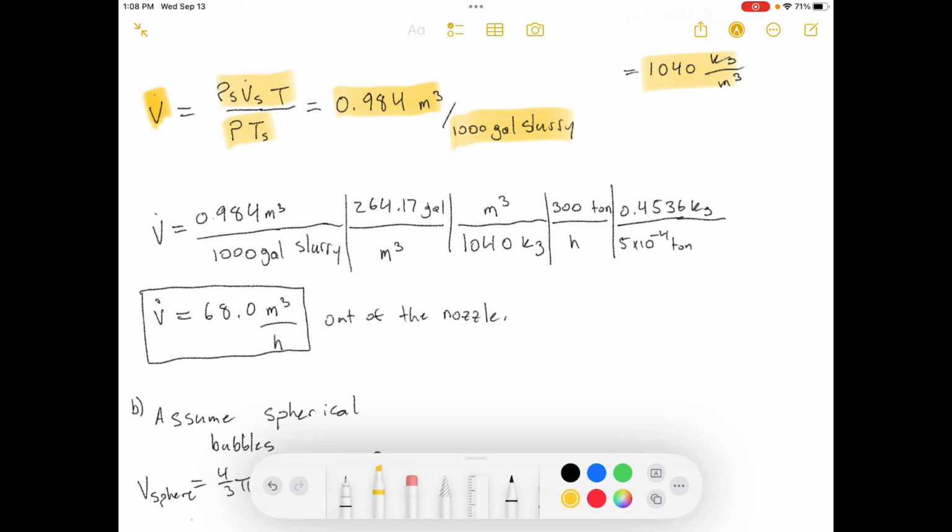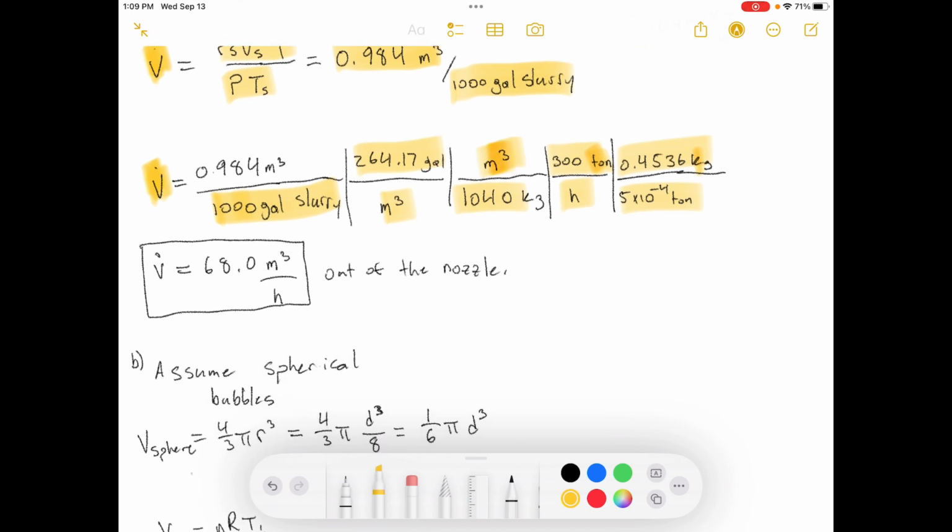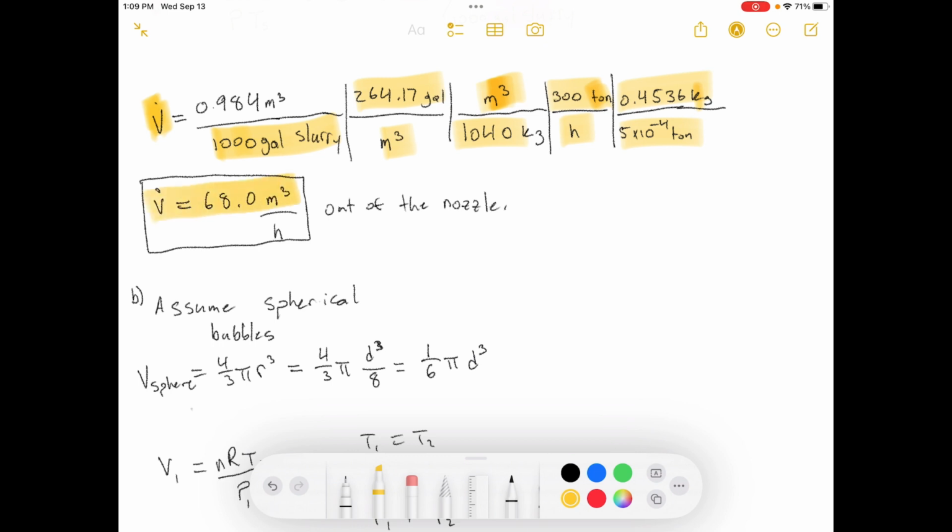So let's go ahead and factor that in. Let's convert these units. We've got per 1,000 gallons of slurry, there are this many gallons in this many meters cubed. Then we know the density information, and we know the mass flow rate, so then we can convert the tons into kilograms, and all the units work out to where we're left with meters cubed. Okay, so then we get that there are 68 meters cubed per hour air flowing out of the nozzle.